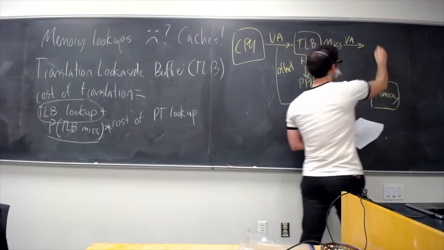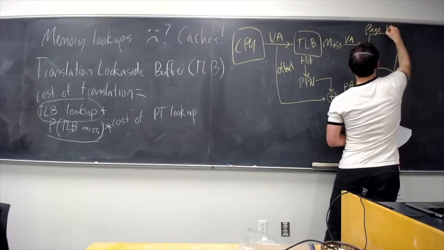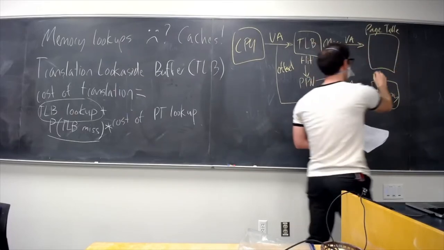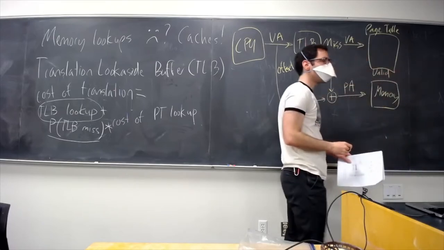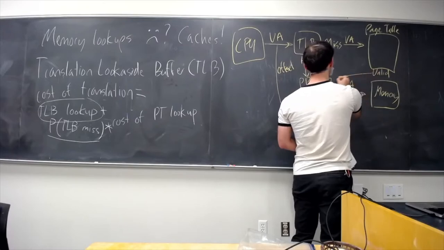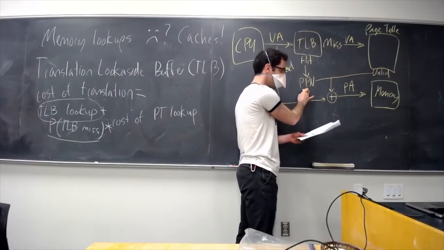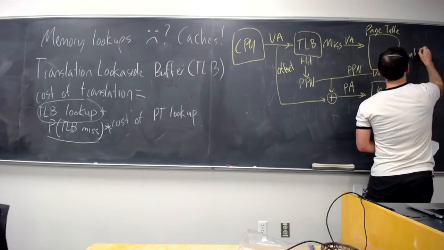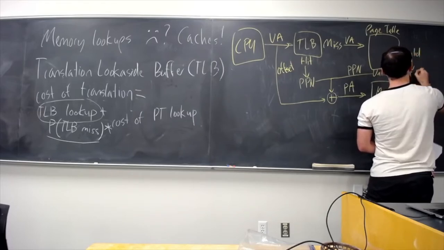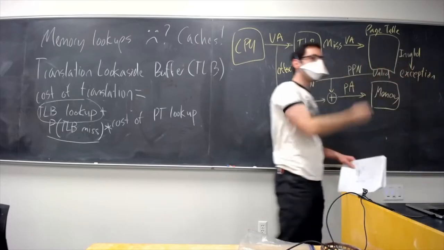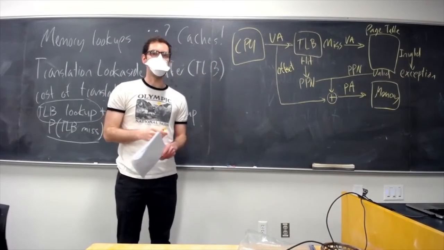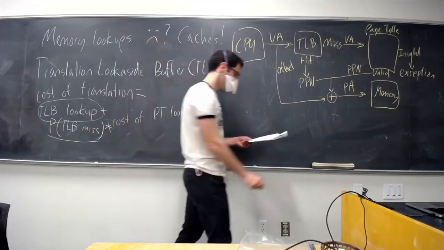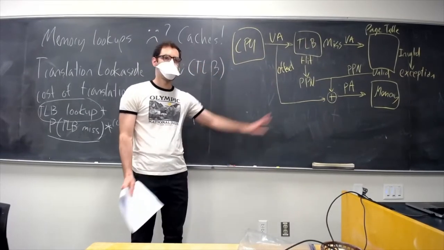If we have a miss, we send the virtual address on to our page table. If we have a valid page table entry for that virtual page number, that's the other way that we get our physical page number. If we don't find a valid entry in our page table, then that's a processor exception, a page fault, and we head into the page fault handler. Is this making sense?